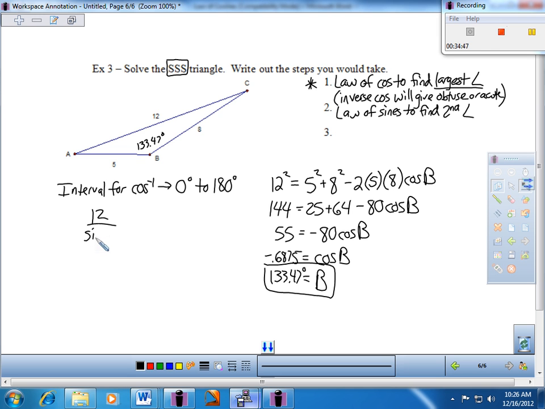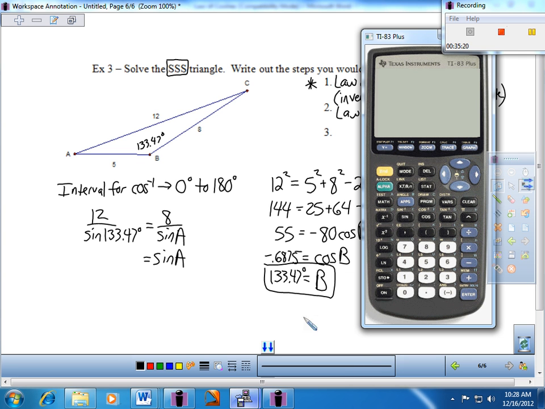I have 12 over the sine of 133.47. And your choice here, A or C. Well, I guess for my purposes, I'll just go alphabetical. So I have 8 over sine of A, I guess. So this to this is the same as 8 to that right there. Okay, very good. Now I'm going to get to that stage before that we've seen. So this times this and divide by that. So I'm going to bring up my calculator and do that piece.